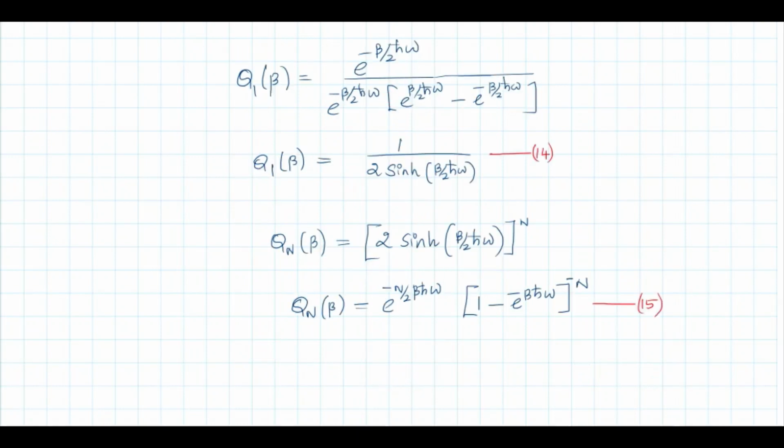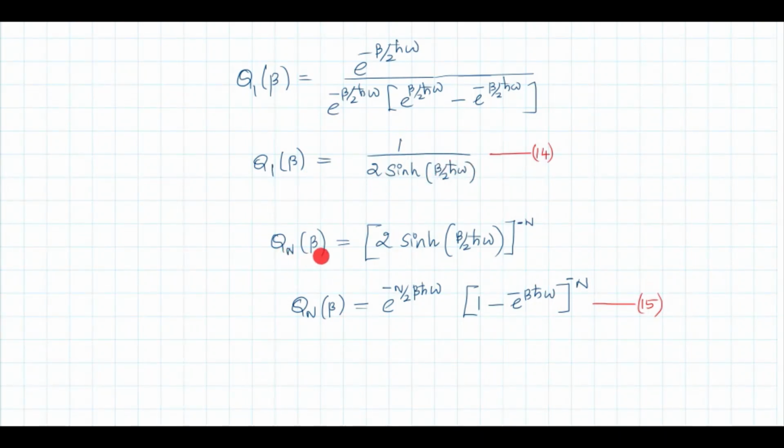That will give you e raised to beta by 2 h cut omega minus e raised to minus beta by 2 h cut omega. This e raised to minus beta by 2 h cut omega will cancel from both numerator and denominator, and it can be written as 1 divided by 2 sin h beta by 2 h cut omega, because the denominator is nothing but 2 sin h beta by 2 h cut omega. This is the single oscillator partition function.